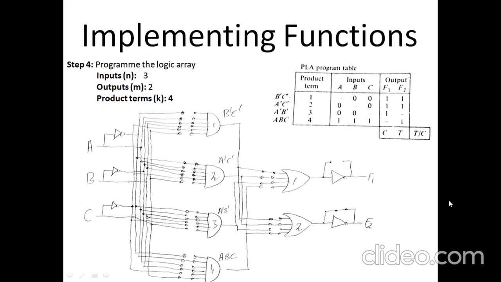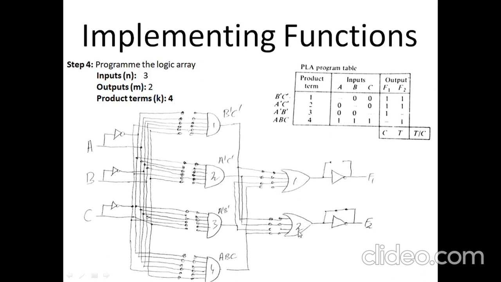So we just break all the links and keep only the desired link. For example, to this gate, the link from B prime is kept, the link from C prime is kept. To this AND gate, the link from A prime is kept, the link from C prime is kept, and so on for the other product terms as well. Similarly, for the sum terms, sum term 1 gets the input from product term 1, 2, and 3, but not from product term 4. So we just break the connection from product term 4 to the sum term 1.